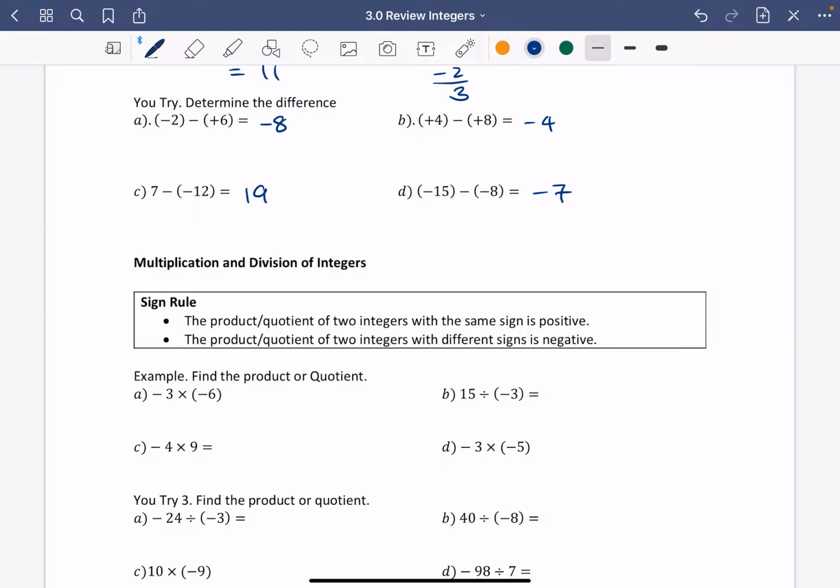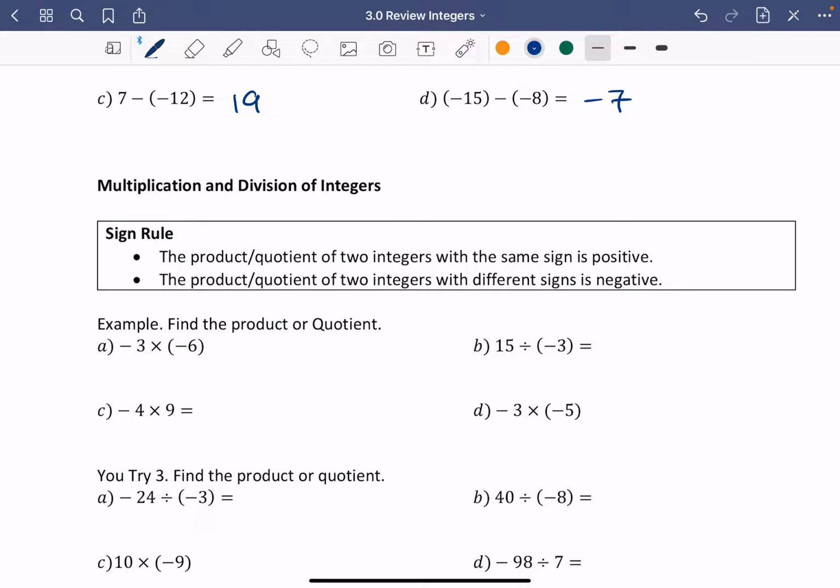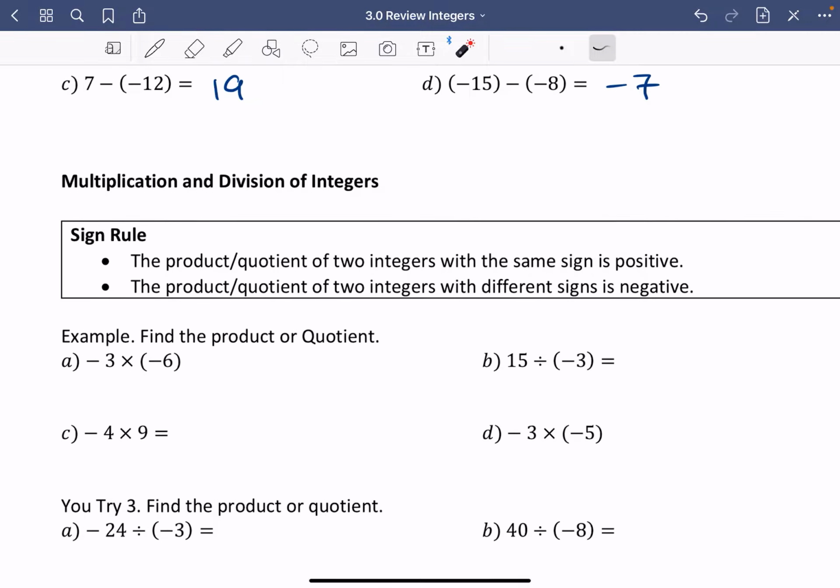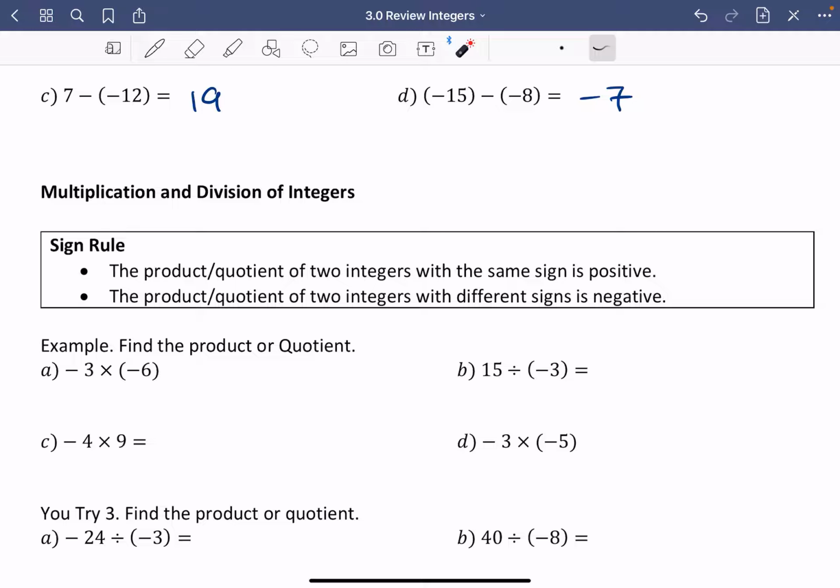Okay, last part, multiplication and division of integers. So for multiplication and division, we have some sign rules. First one, the product or quotient of two integers with the same sign is positive. Same sign is positive. And the product or quotient of two integers with different signs will be negative.